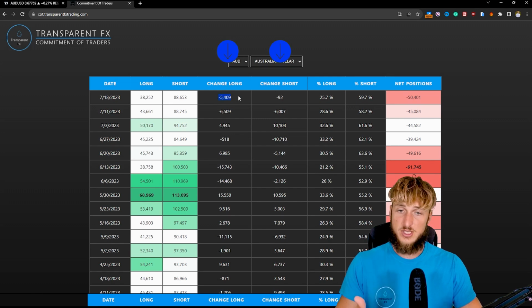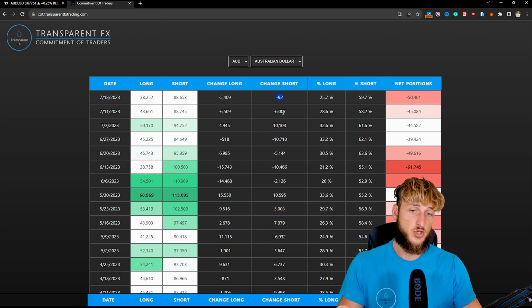We actually see longs getting closed. At the same time, shorts as well are getting closed. This means that at least at the moment, institutions are not interested in shorting AUDUSD, because otherwise they would be adding shorts, not closing them.